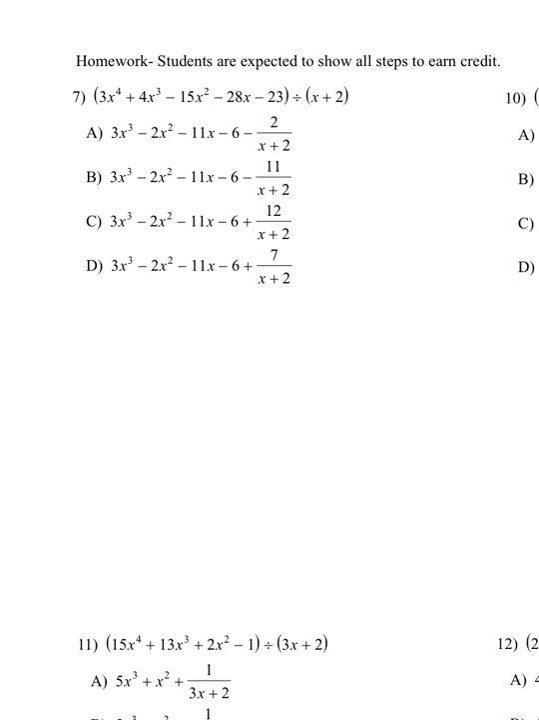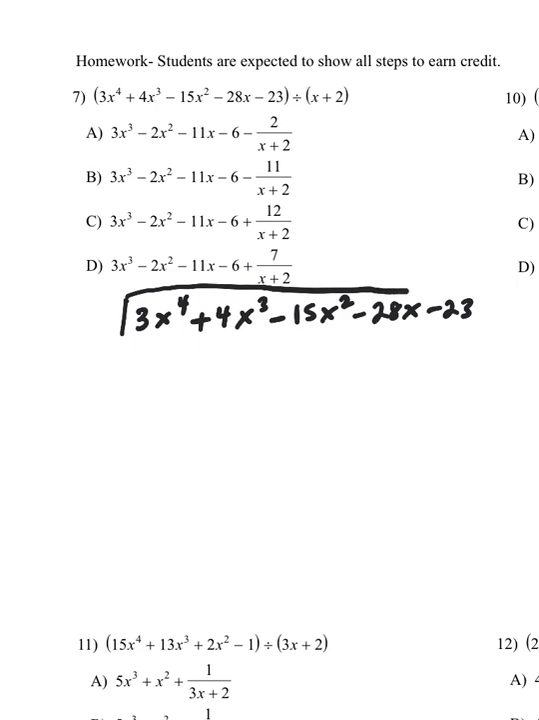So we have 3x to the 4th plus 4x cubed minus 15x squared minus 28x minus 23. Go ahead and write down your divisor. And then you have x plus 2.